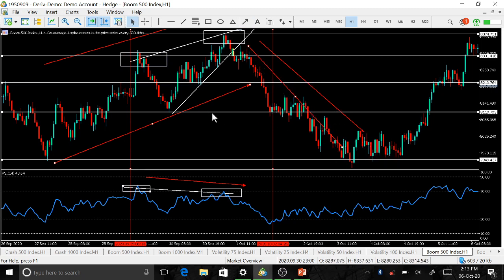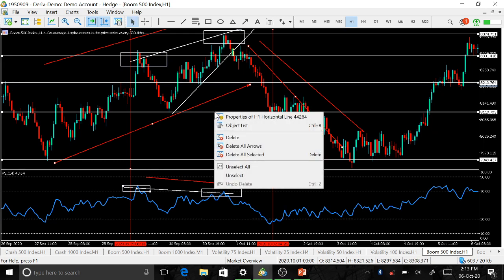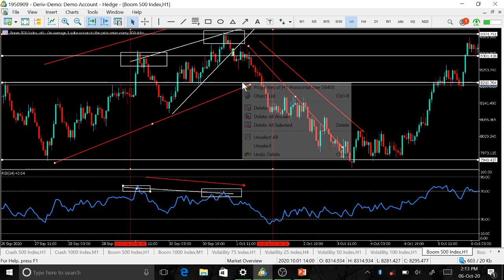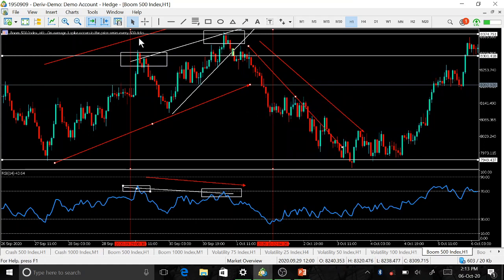Well, my chart is looking slightly rough, so let me just delete some, delete some. Okay, so this is my entry line here. This is my stop loss. This is my take profit. That is my final take profit.